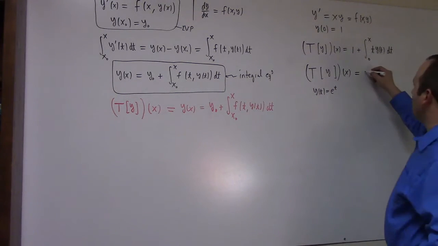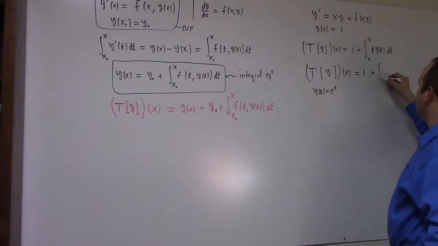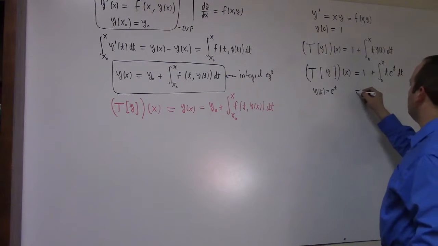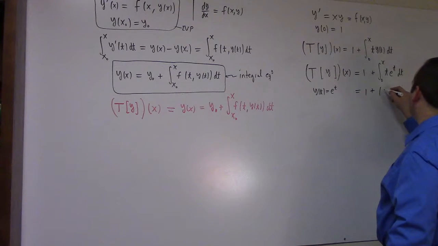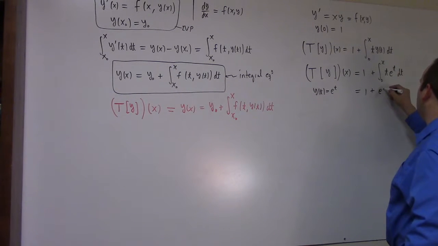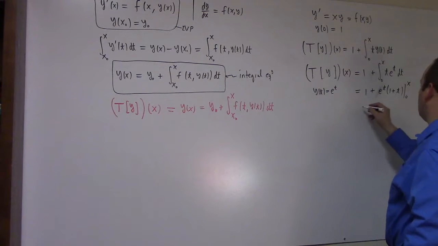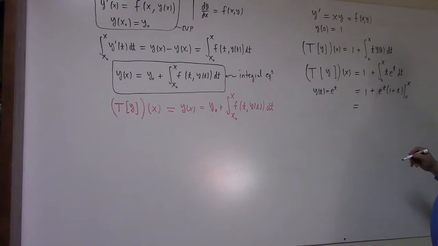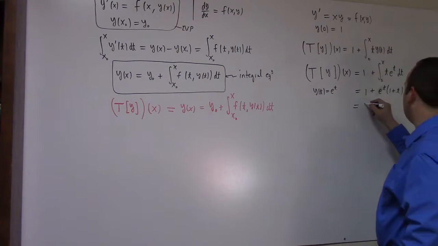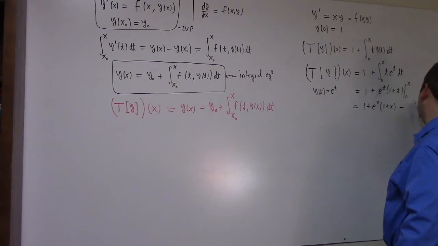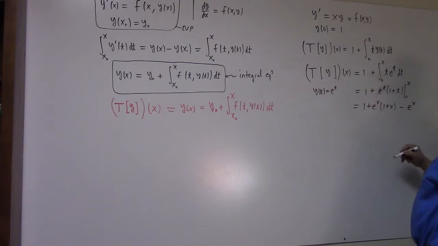Okay, and then what happens? Well, you got 1 plus the integral from 0 to x of what? T, oh, why did I do this? e to the t dt. I guess I can do that in my head. 1 plus e to the t times what? 1 plus t, the value from 0 to x. Right? So we get 1 plus e to the x times 1 plus x minus e to the x, I think. Wait, did you integrate or differentiate?